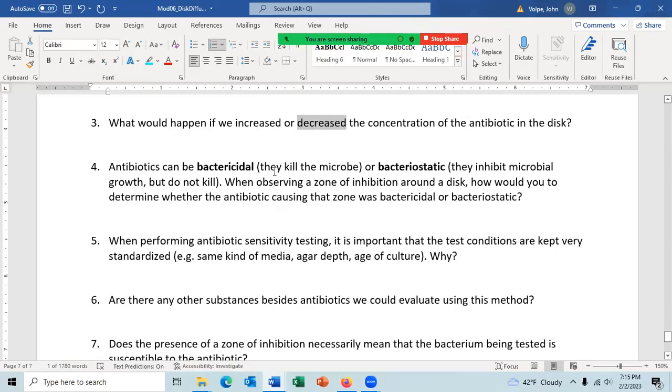And then 4, antibiotics can be bactericidal. They kill the microbe, or they can be bacteriostatic. They inhibit microbial growth, but do not kill the bacteria. When you're observing a zone of inhibition around the disc, how would you determine whether the antibiotic causing that zone of inhibition to be seen, how could you determine whether that antibiotic was bactericidal or bacteriostatic?